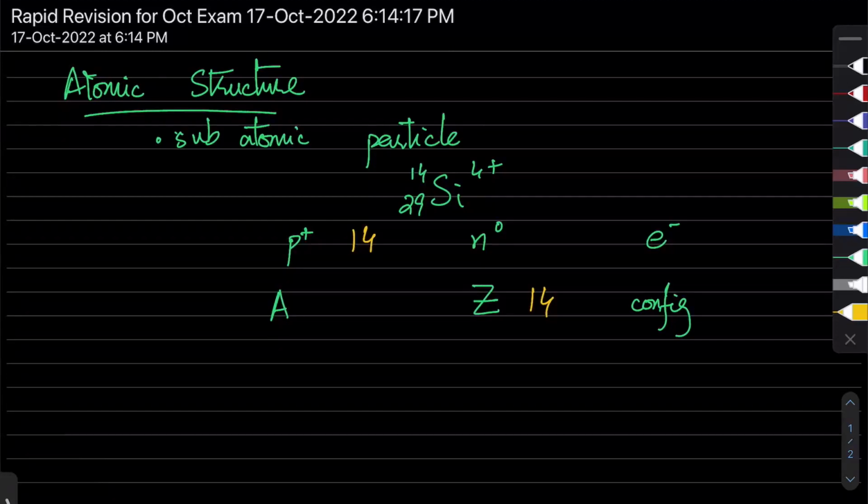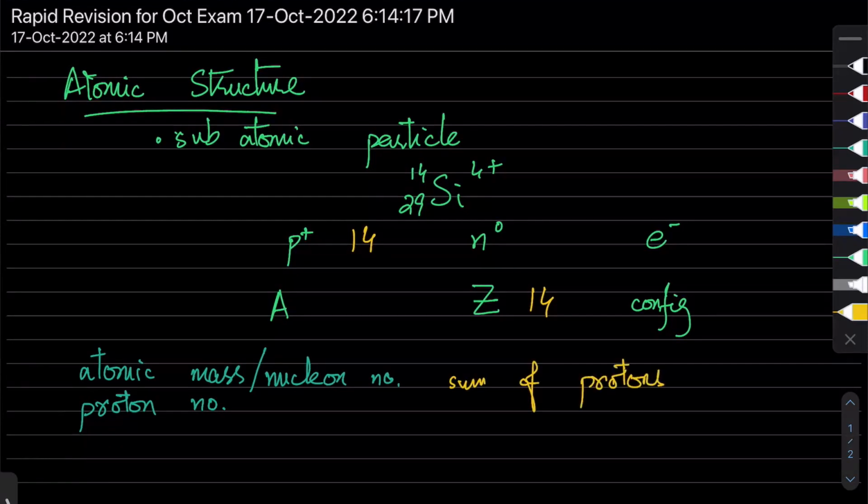Second, how do you find neutrons? Remember that the bigger number on the left side is always the sum of protons and neutrons. That is the first definition you need to know: what is atomic mass. Similarly, you need to know about proton number, another important definition. NO. basically means number. I don't want to write the whole thing. Atomic mass number is also called nucleon number. That's another term that we use. But regardless, it's the sum of protons and neutrons.